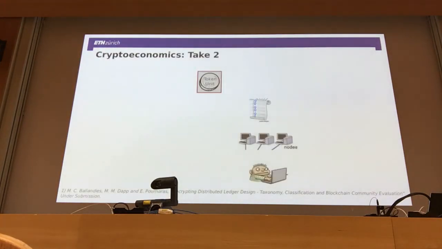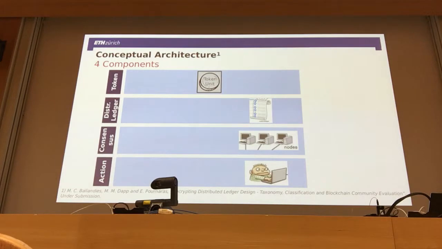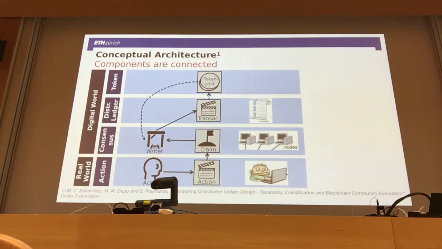And actually, there's a second take on these crypto economics, and for this we developed in our group a conceptual view of these distributed ledger systems. Again, we have our actor, we have our computational nodes, we have the distributed ledger, and now there comes this new thing inside, these tokens, like single units of value. What we said is, basically, we have these four components. We have an action component where the actors live, a consensus component where the consensus network is, a distributed ledger component, and a token component. And how do these components interact with each other? They all interact together.